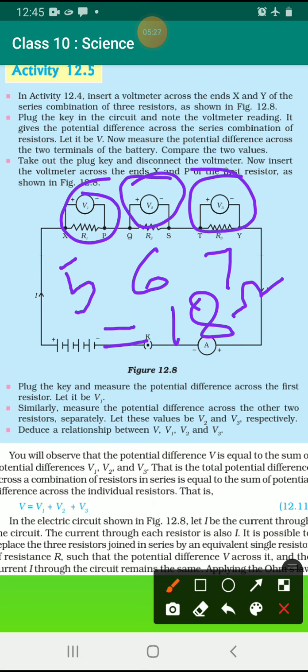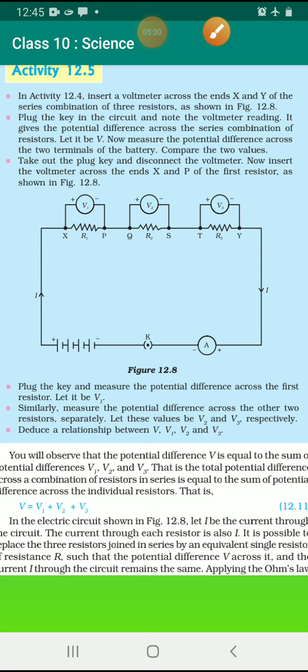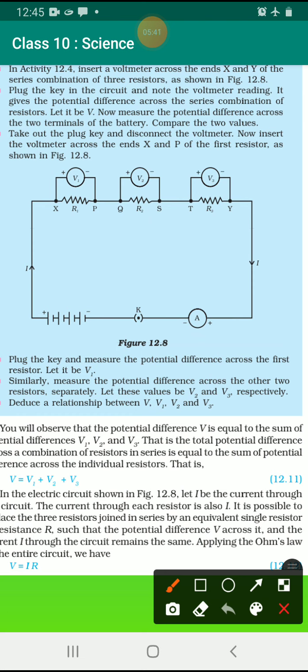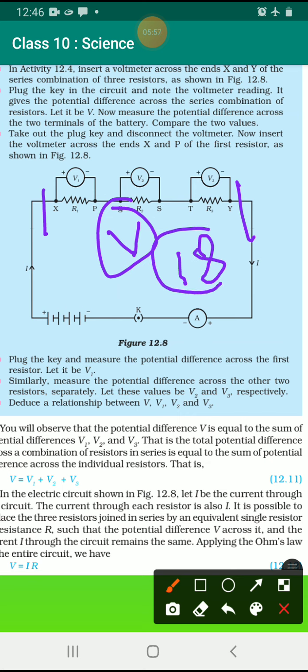Got it? Of these three resistors. One more important thing we can see here is that when we take the potential difference from one end to the other, after all three, and calculate V, you also get the answer as 18, because this is 5, this is 6, and this is 7. So the total across the two ends is also 18 potential difference.